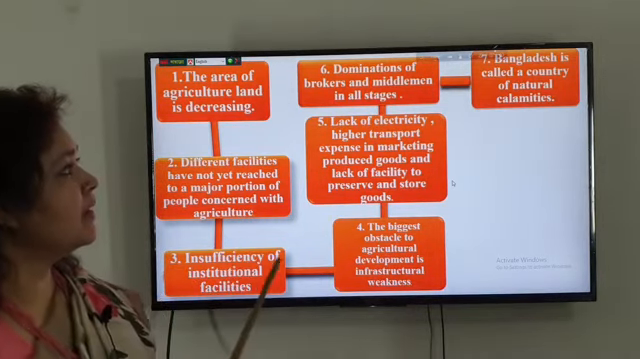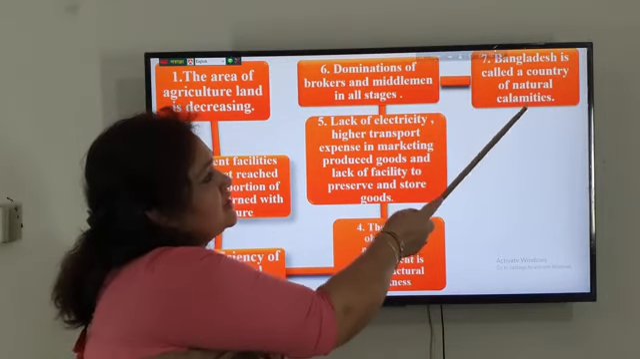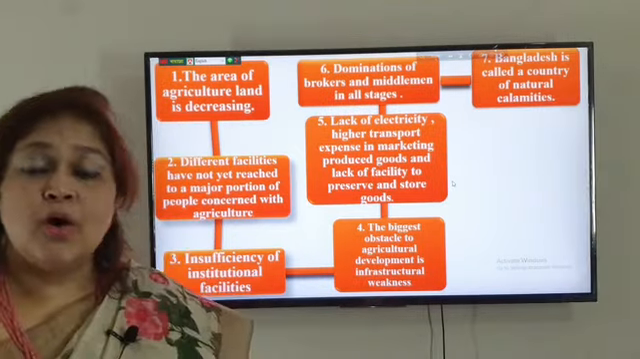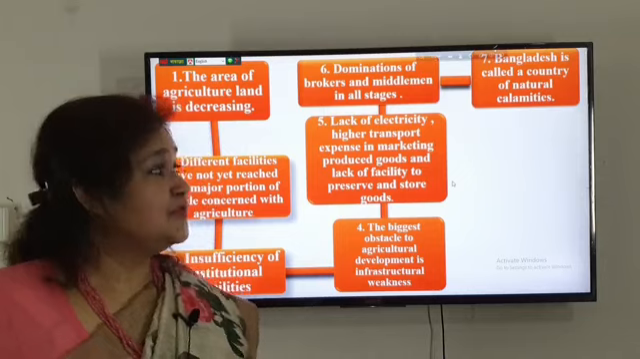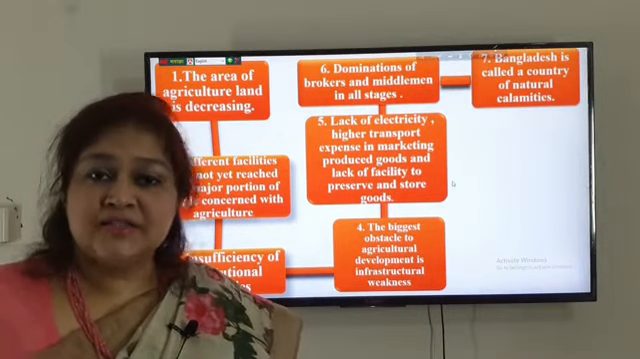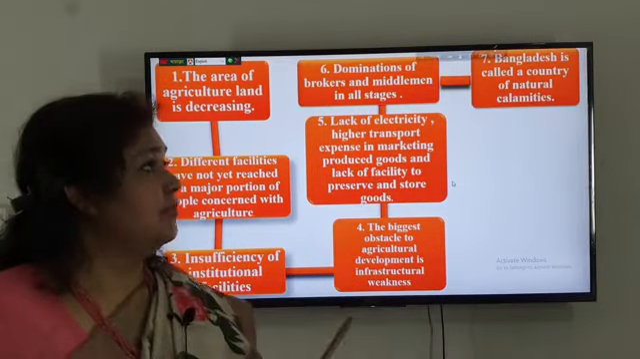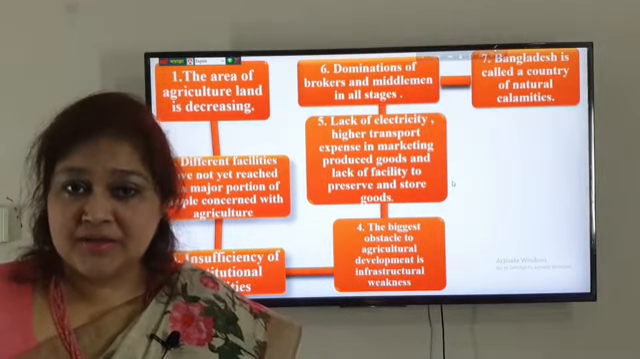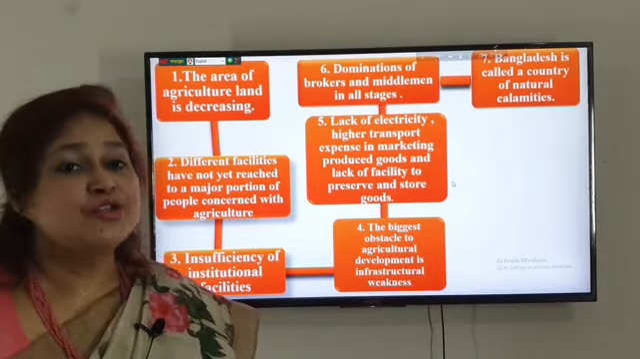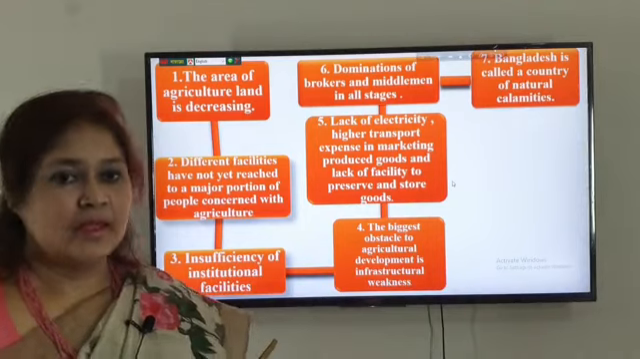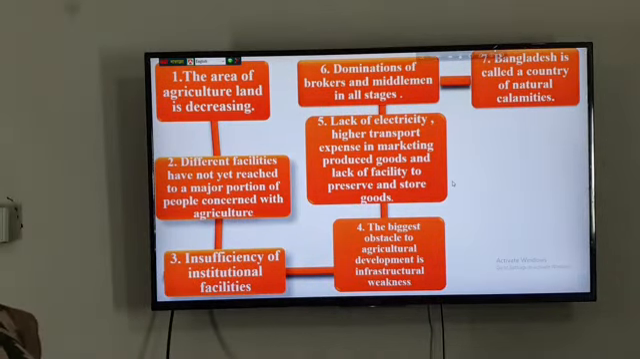Okay. Number seven, the obstacle is that Bangladesh is called a country of natural calamities. We know all the year round we are affected by different types of natural disasters, and for this the cultivation and the crops are damaged by different types of natural disasters. Actually we face this problem due to our geographical position, and all these are obstacles in our agricultural sector.